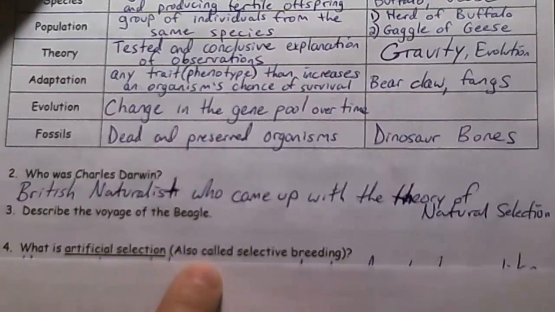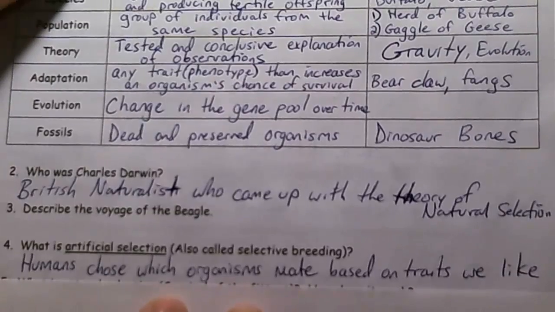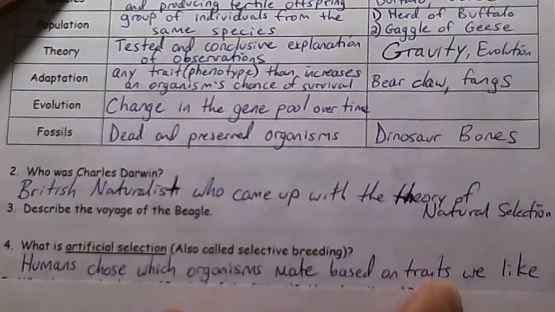What is artificial selection, aka selective breeding? That's where humans choose which organisms mate based on the traits we like. So for example, we do this with dogs.